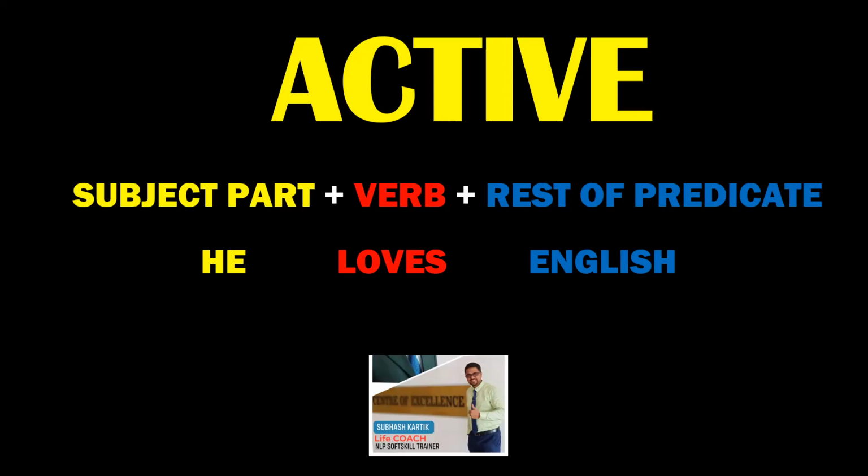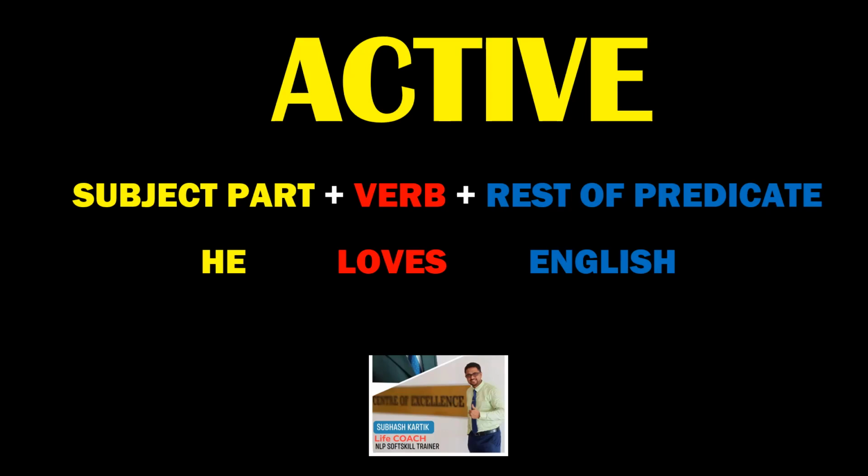Then what is the supporting verb you have to use? Is. क्यों? Why is? Because now you have to check the tense. कौन सा tense है ये? Present tense है ये. Present में कौन सा supporting verb लगता है? Either is or are. तो लेकिन English के साथ क्या लगेगा? Is.